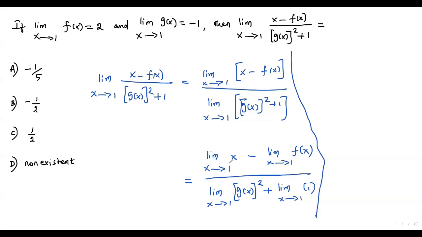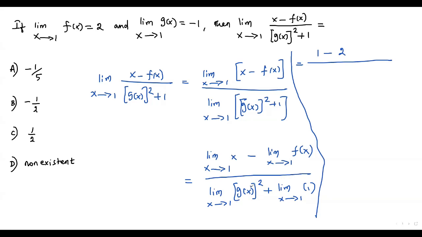Now I can plug in the limit value 1 for x over here. When I do so, I'm getting 1 minus, and we have the value for the limit as x approaches 1 of f(x). We have the result for this one, it's 2. So we can plug in 2 for this one. Then I'm getting 1 minus 2, divided by, here we have g(x) squared, and for this one we have the limit as x approaches 1.